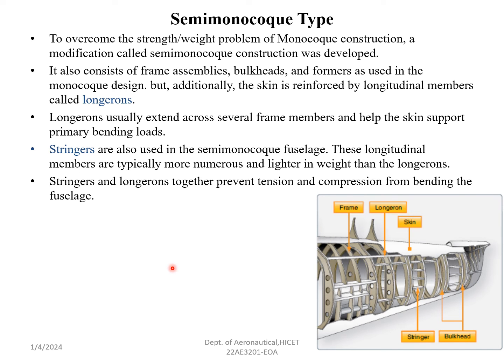In semi-monocoque construction, we have more members when compared to monocoque construction. Here you can see the stringers also. In a monocoque construction we can see only frames, longerons, bulkheads and skin. Here we will have support members. More longerons will be there and small stringers will be there. These members support and give more strength to the fuselage, and the skin is capable of carrying the load.